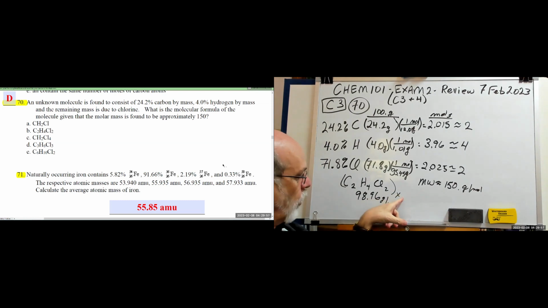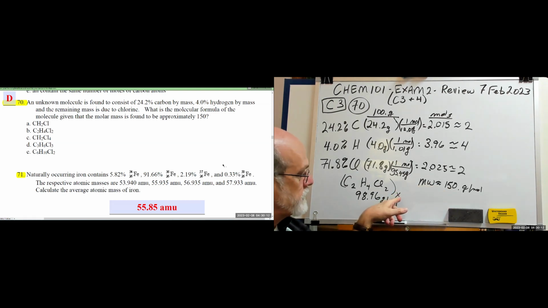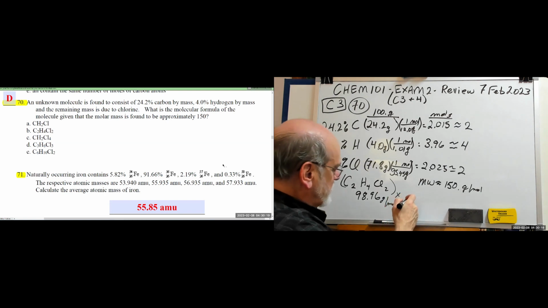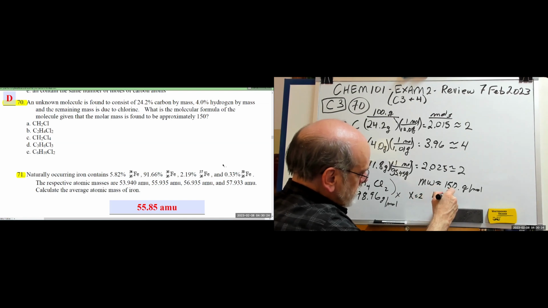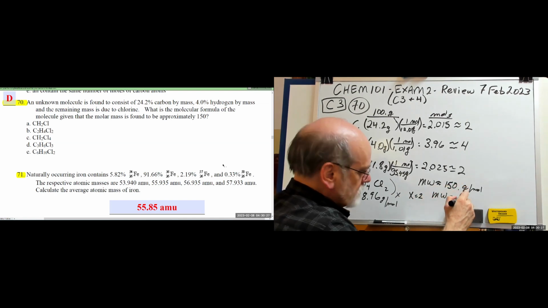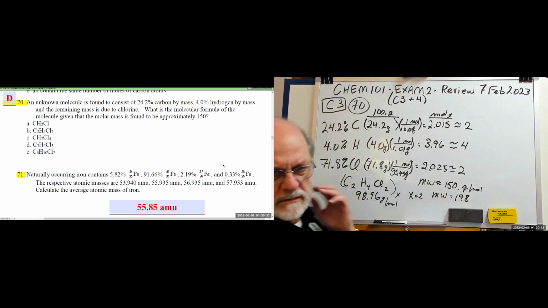All right, so here's the way we're going to approach this. If the multiplier is 1, then the value here is 98.96. So that can't be it. This can't be 1. What if it's 2? Then it's 198. If X equals 2, then molecular weight equals 198. Well, that's too large.